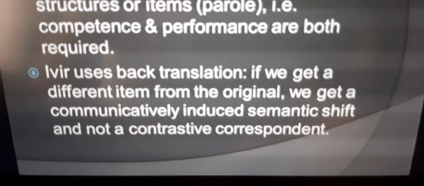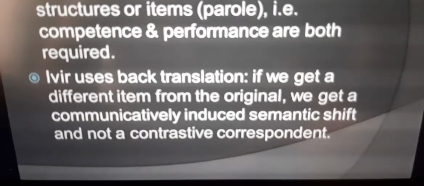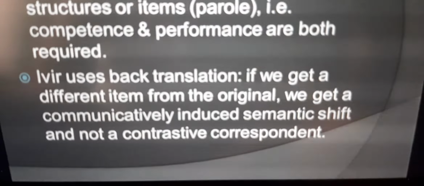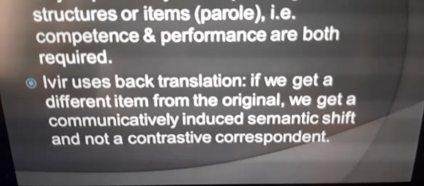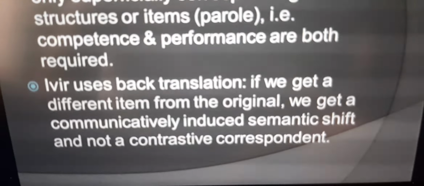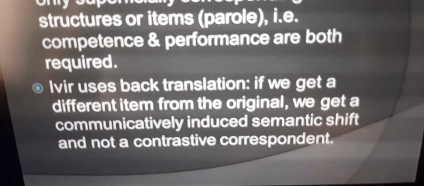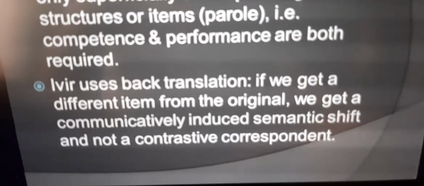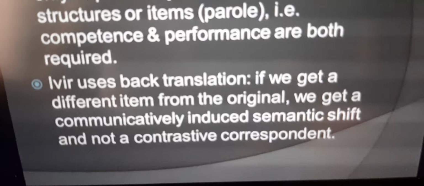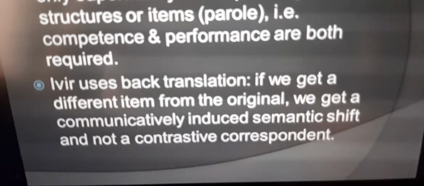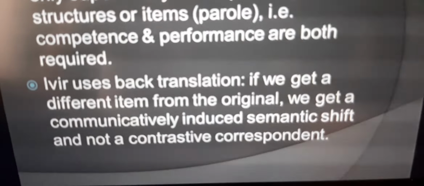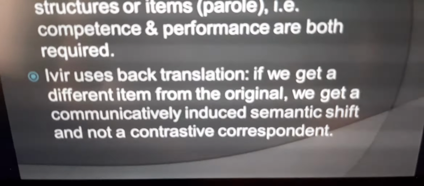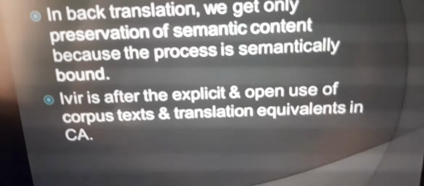To do this aim, Ivir uses back translation. And in back translation, if we get a different item from the original, of course, we are going to get a communicatively induced semantic shift. And we are not going to get a contrastive correspondent. This is very important, especially in translation.